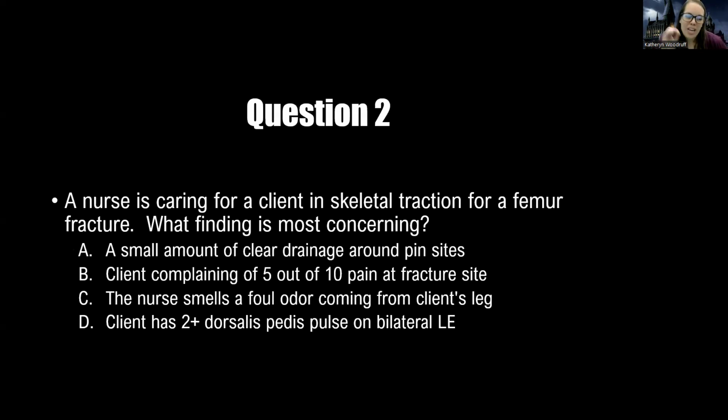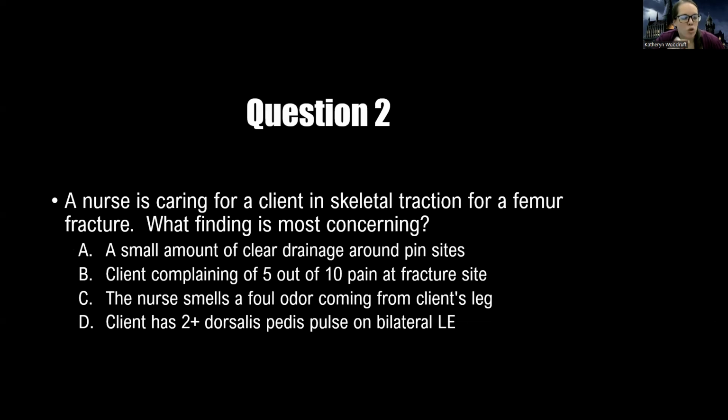Foul odor, though, is there any reason that's normal or acceptable or expected for a client with a femur fracture to have a foul odor? There really is no reason ever for a patient to have a foul odor coming from them, because foul odor, you should think infection. So far, C is my best contender, but let's keep going.